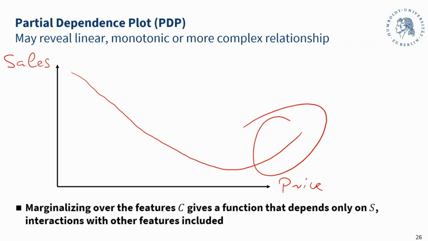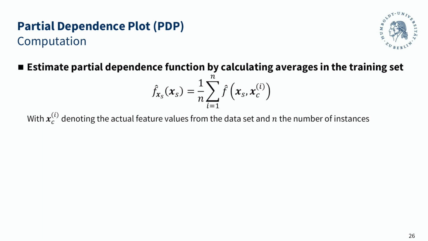And that can be very useful to confirm your prior expectations, or, well, show that a model does not agree with your expectations. That's the PDP. Formally, you could state it like this: the partial dependence function empirically is an average that we construct by averaging over all the other features.